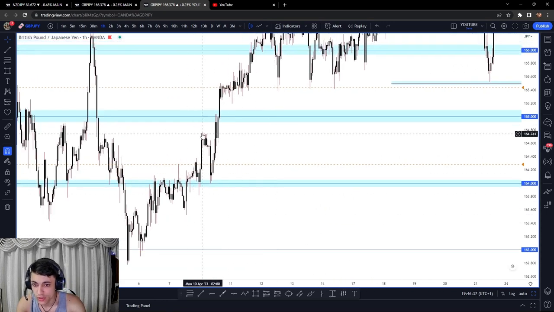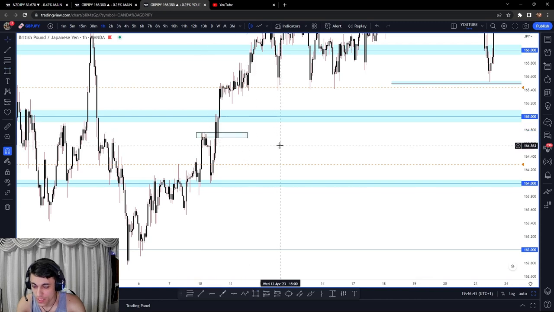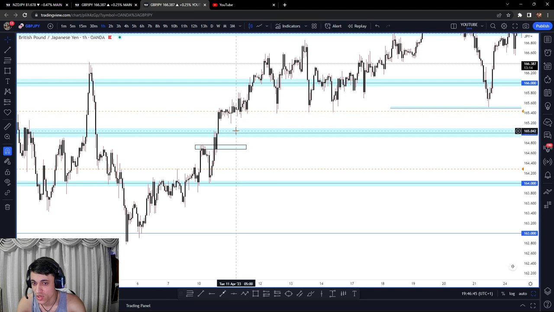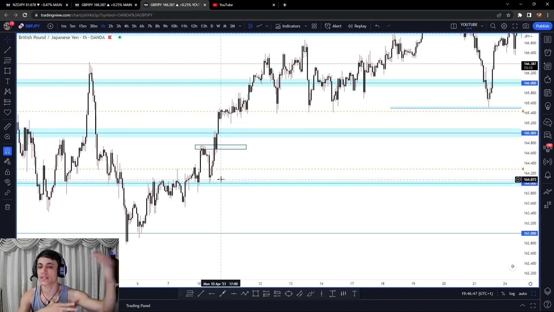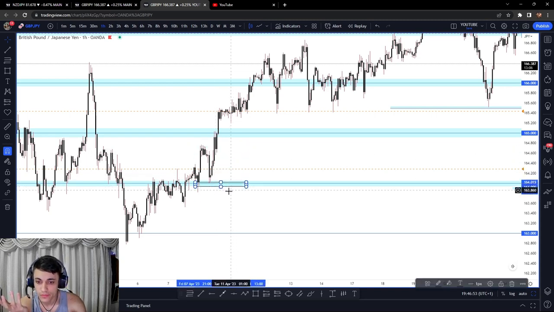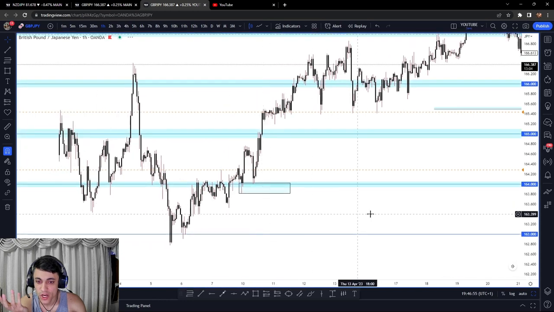Now, don't mark an area like this and be like, oh, but it failed. No, you're the one who's wrong, because the market is very bullish. So how do you expect the market, if it's making higher highs and higher lows, to respect an area that you plotted on the chart? You have to look for buys when the market is trending to the upside.